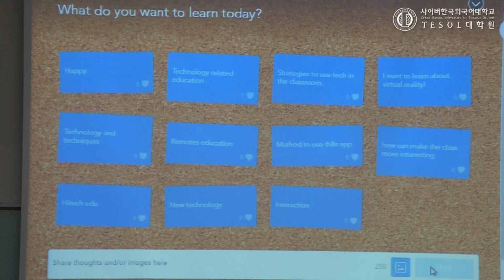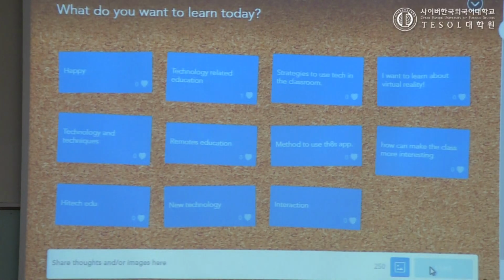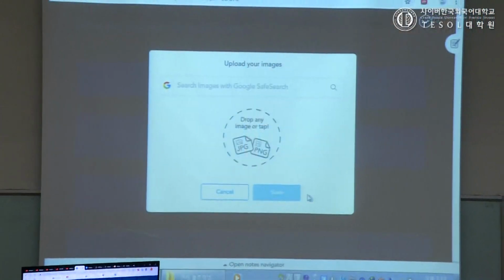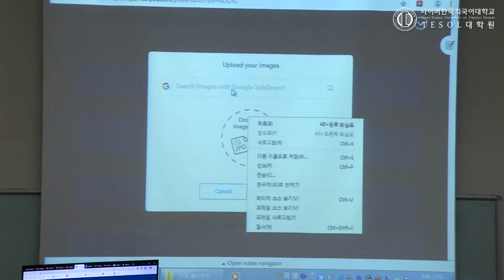So thank you for doing this. This gives me an idea of where you're at. So on Collaborate, you can also add images.